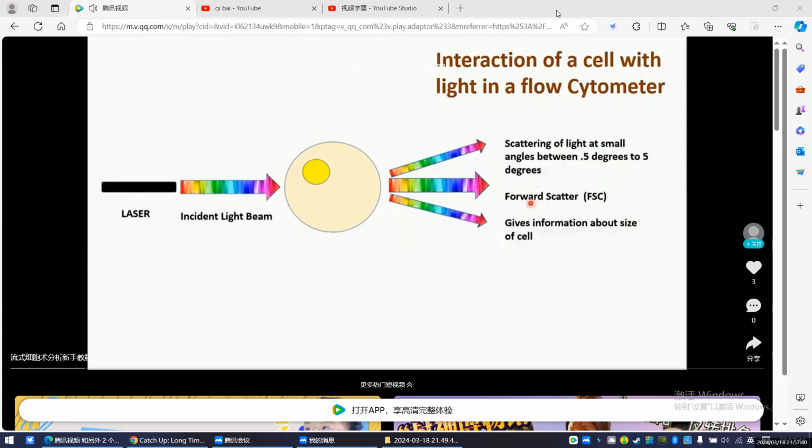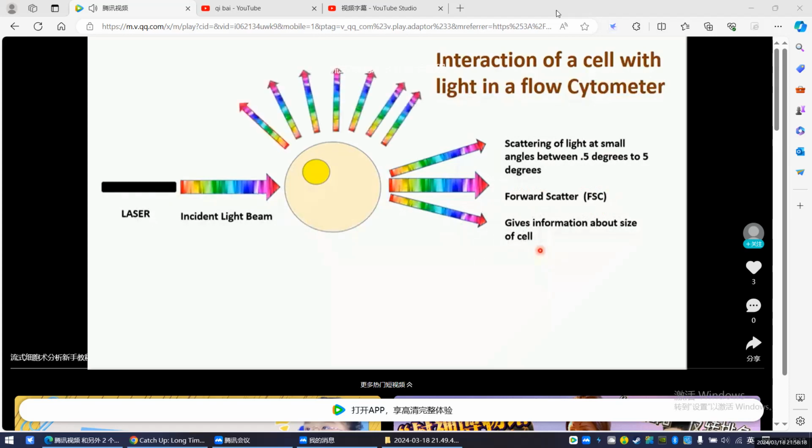That is the first parameter of flow cytometric analysis. So what is forward scatter? Forward scatter is scattering of light by the cells at small angles, which are 0.5 degrees to 5 degrees. Now, which kind of information are we getting from forward scatter? Forward scatter is giving us information about the size of the cell. So the first interaction is scattering of light at small angles between 0.5 degrees to 5 degrees, which is called forward scatter, and is giving us information about the size of the cell.